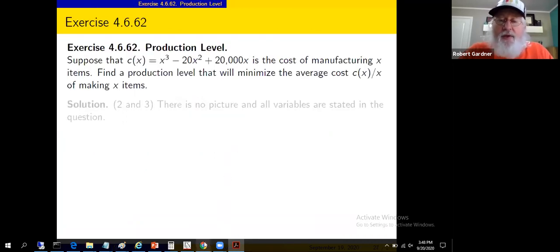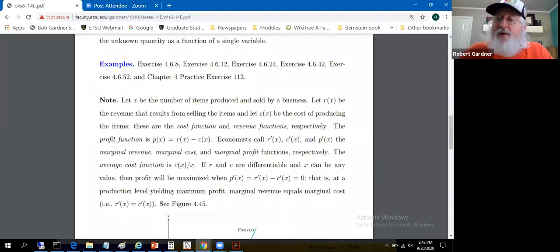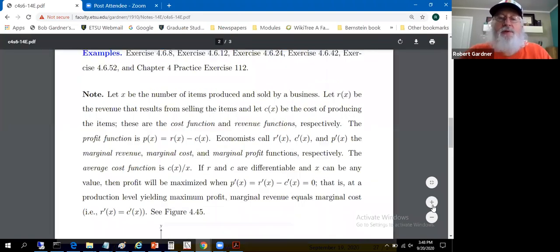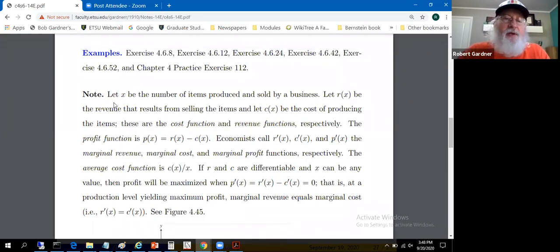Okay, let's jump back to the notes. There was one final observation, you're gonna like this last one, in the notes from this section, and it dealt with business applications or economic applications. It says, let x be the number of items produced and sold by a business. Let R of x be the revenue that results from selling the items, and let C of x be the cost of producing these items. These are called cost functions and revenue functions, respectively.